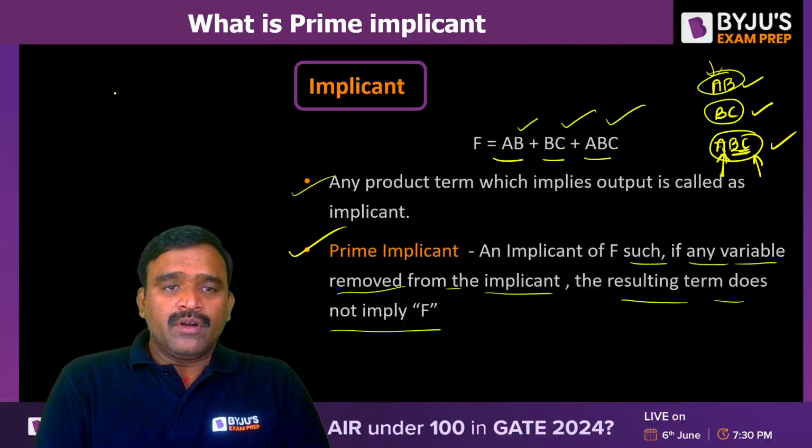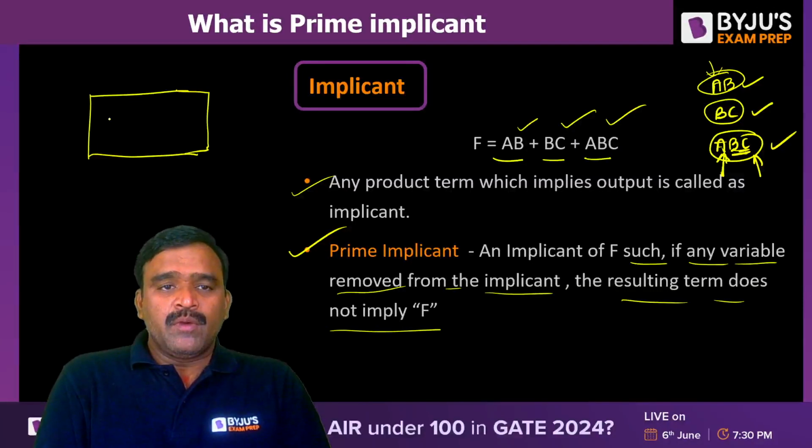In the form of a K-map, you can see it like this. For example, this is a three variable K-map, shown like this. And what are the three variables here? A, B, C.